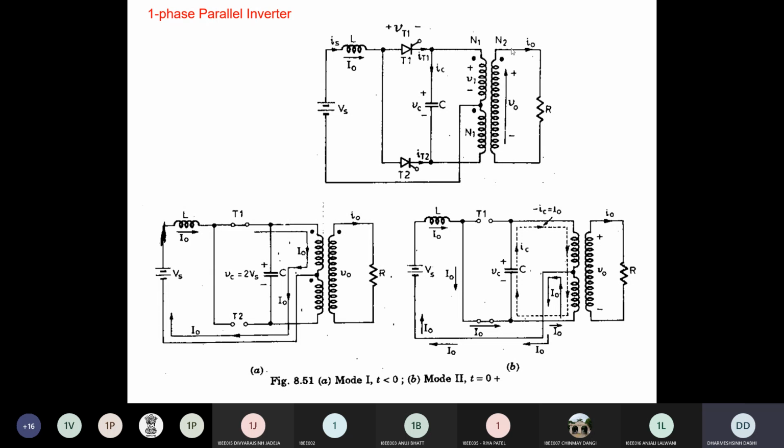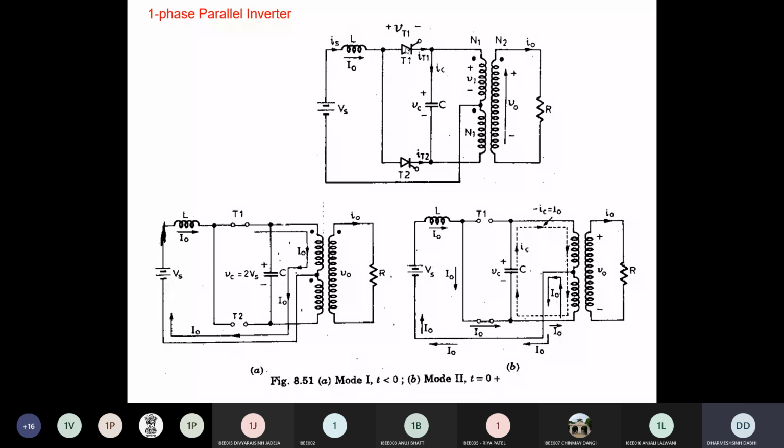N1 is equal to N2. Okay, so it is a 1:1 transformation ratio. So suppose that V1 is the voltage in the upper half of the primary, so the same voltage V1 you can transfer to the secondary side. Clear? So we assume this here for understanding the operation of this parallel inverter.